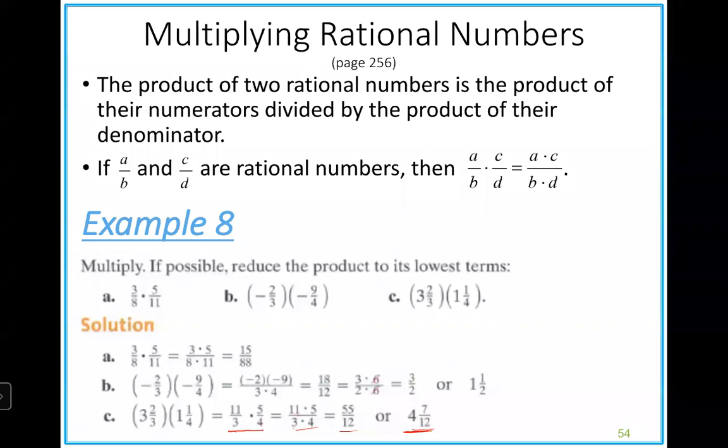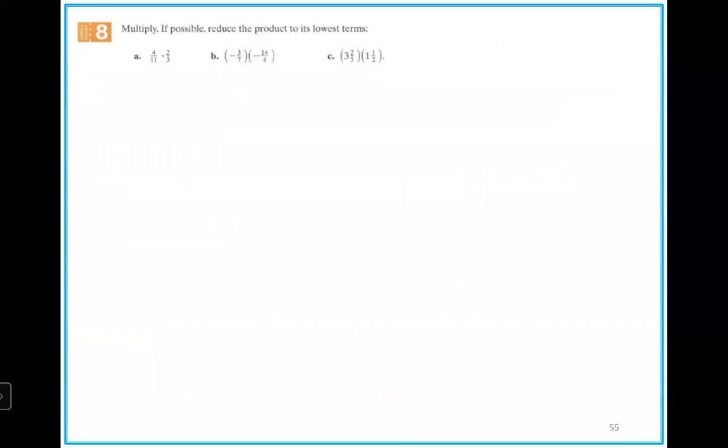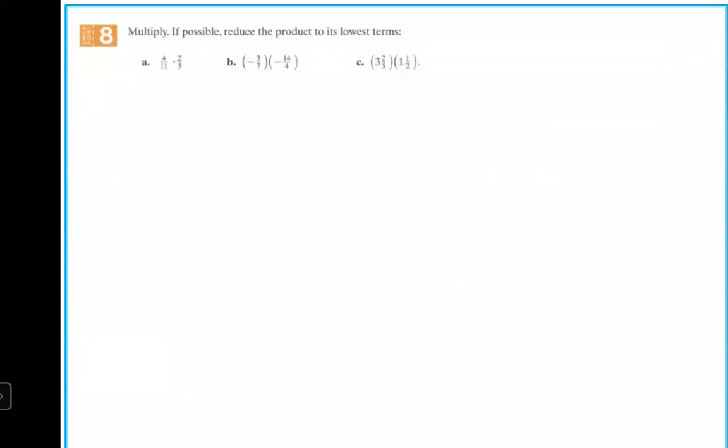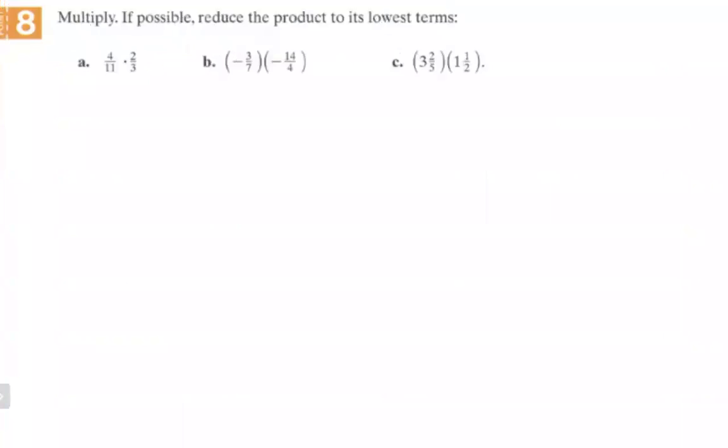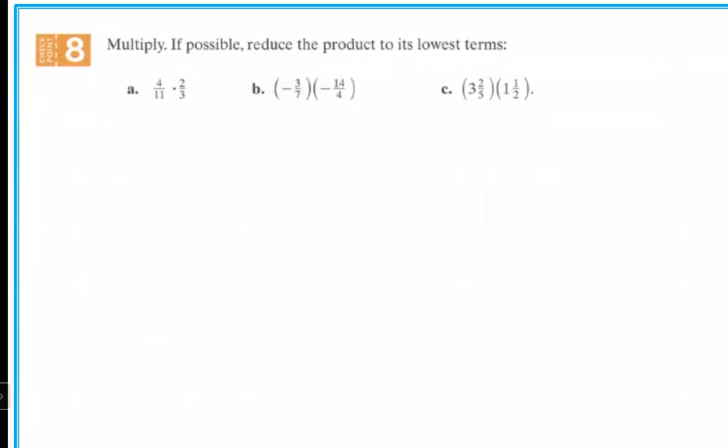So when you're multiplying rational numbers, if you remember how to do fractions, basically it's the same rules. You multiply the numerators, you multiply the denominators, and then you reduce to lowest terms where you can. So I'm going to ask you to look at these here. I'll give you a couple of minutes, and then I'll call on you to tell me what you get.